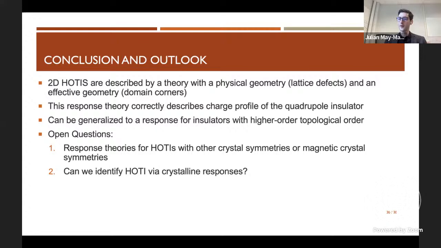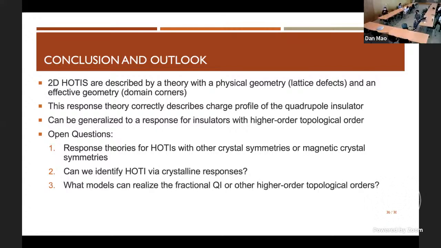As I noted before, most HOTIs in experiments are primarily metamaterials. And I think one reason for that is it's kind of hard to actually construct a real corner in an actual material sample. There are some etching techniques, but in general, it's pretty hard. And so these crystalline responses might be a more interesting way of diagnosing the bulk physics. They are entirely a bulk property and don't require any sort of domain wall to be present.